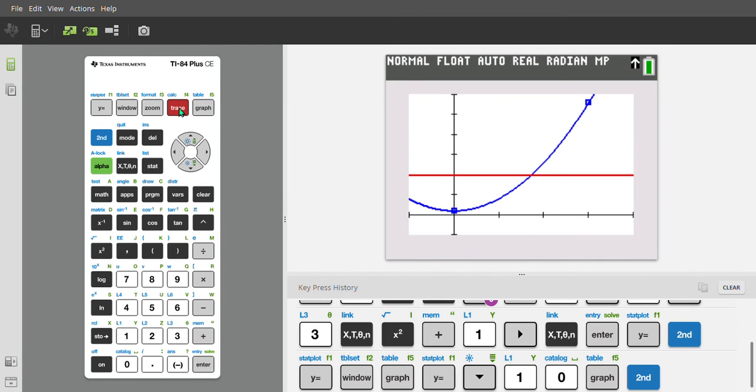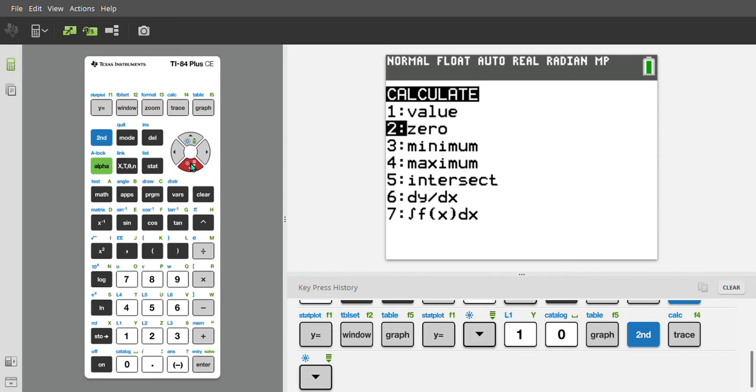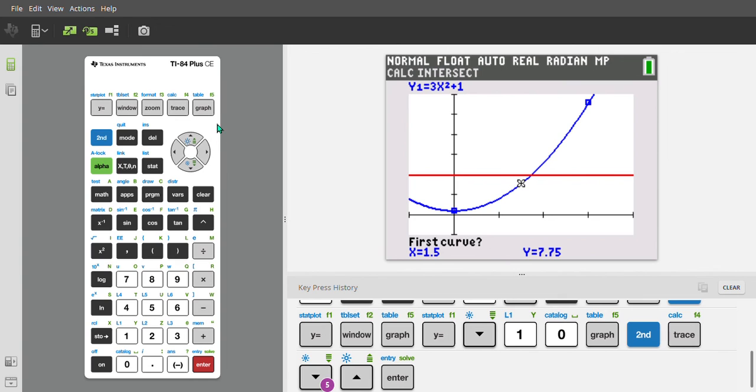Second, above Trace to get to the Calc menu, choose the intersect option. It's going to ask us those three questions: first curve, second curve, guess. Hitting enter after each one, and it gives us the intersection point of 1.732. 1.732 is the decimal approximation of root 3. Root 3 is the value at which the function equals its average, that average being 10.